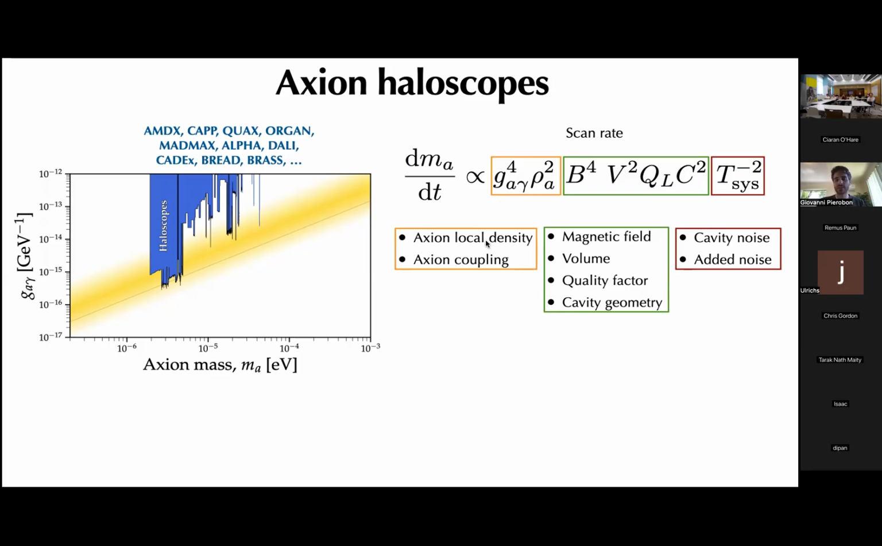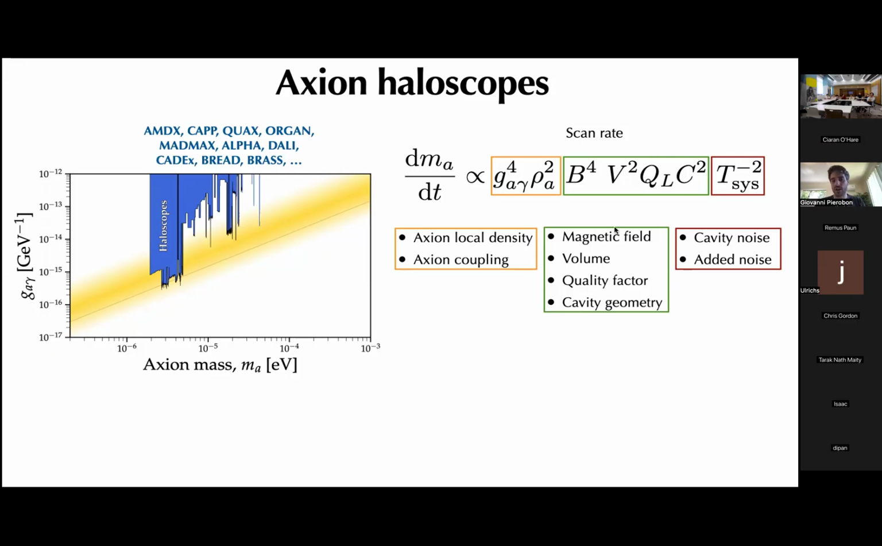So the first dependence is set by nature. Whatever the axion coupling is, in this case, you would want to match this coupling to whatever your model tells you, so the KSVZ and DFSZ models. The local energy density is also playing a role. So how much dark matter do we have around us? It will tell us how much signal we have. And how good our haloscopes are at work, and the rest of the parameters, are all up to the experimentalists.